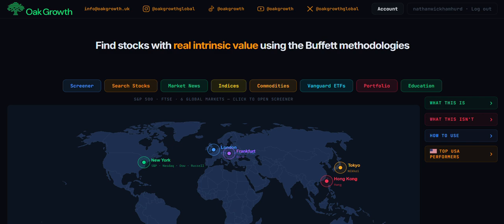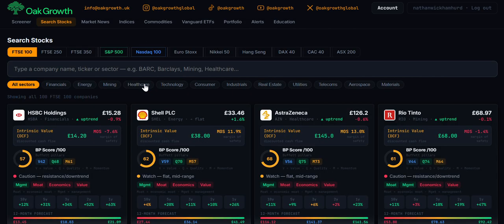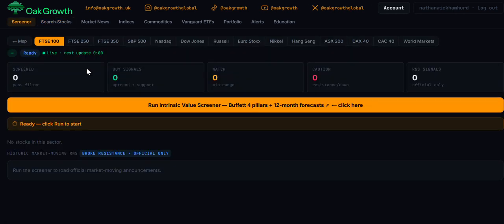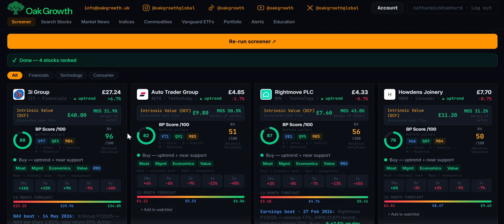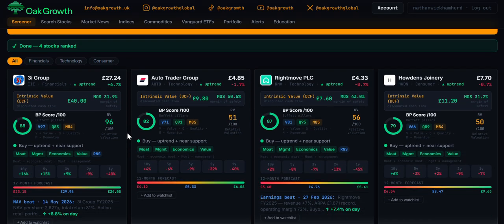Okay, this is going to be a quick video of how to read one of the stock cards on the Oak Growth app. Probably one of the most important parts of the app and one of the most important things to be able to break down and understand. So if you want to, just go to either search stocks or screener. For example, if you want to run the FTSE 100 screener, this is going to give you the four most undervalued companies on the FTSE 100 right now.